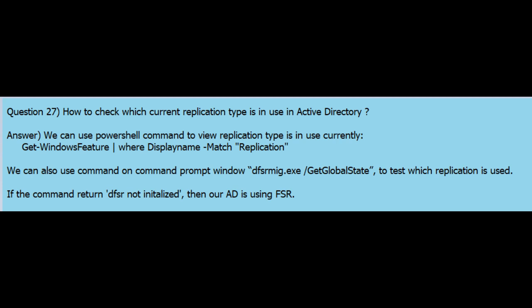Question 27. How to check which replication type is currently in use in Active Directory? Answer. We can use a PowerShell command to view which replication type is currently in use: Get-WindowsFeature | where DisplayName -match replication. We can also use a command in the command prompt window: dfsrmig.exe /getglobalstate to test which replication is used. If the command returns DFSR not initialized, then our AD is using FRS.